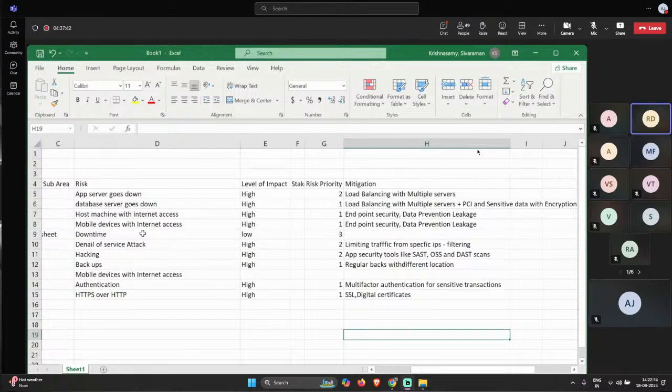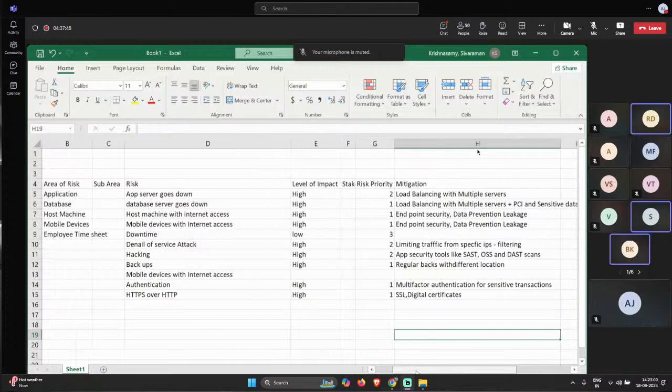High. Okay. Good. Can you go back to the left? I don't have any sub-area, so I have not done it. Okay, area of risk. Risk identified: app server goes down, high. Database goes down, high.